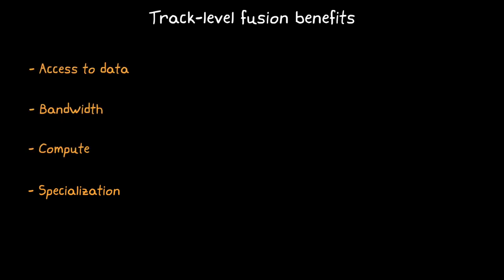So each of these are reasons why you may want to or need to implement a track level fusion algorithm on your vehicle. And these all seem like really good benefits. So the question now is, why don't we just do track level fusion all the time? And to answer that, let's look at two of its challenges: reduced accuracy and correlated noise. Let's start with reduced accuracy.